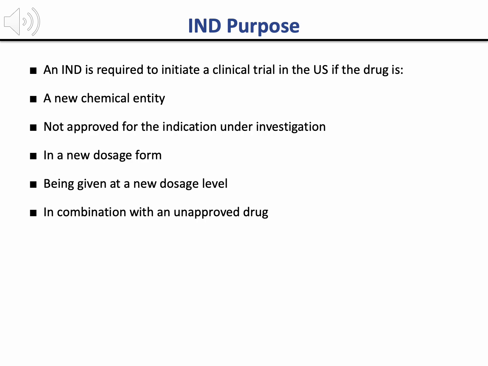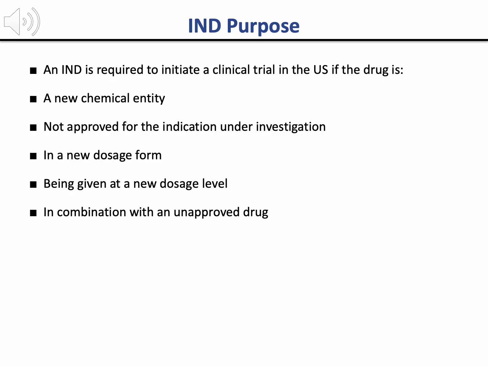Even if a drug is FDA approved for one condition, say, hypertension, studying it for a different condition, say, heart failure, requires an IND because the risk-benefit assessment may differ for the new patient population. Third, new dosage forms require an IND. A drug approved as an oral tablet being developed as an injectable would require a new IND because the pharmacokinetics, and therefore the safety profile, may be significantly different.